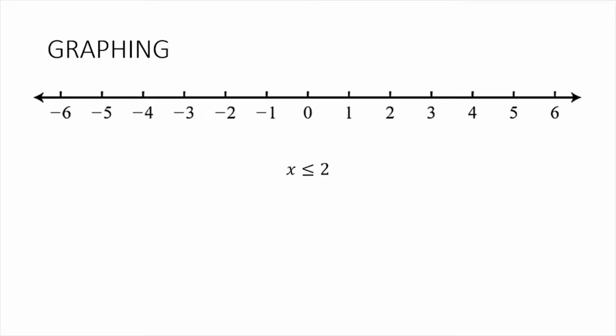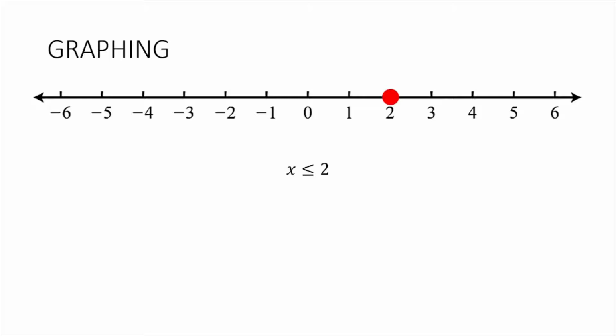Next, for example, let's say the set of all x less than or equal to 2. Okay, so here we start at +2, and in this case, 2 is included because of the presence of the equal sign, right?